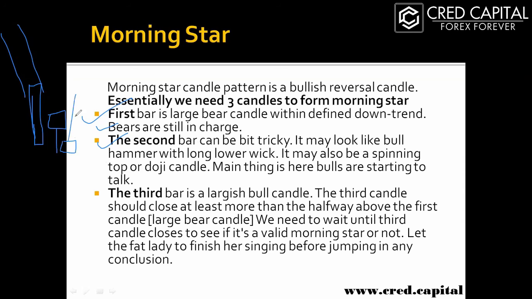It may be a kind of inverted hammer, and another kind of doji candle, it can be a dragonfly doji. Among these three candles, any one candle will appear in the second part of the pattern. This is the main thing: the bulls are starting to talk, the bulls are coming in charge and are ready to reverse the market.